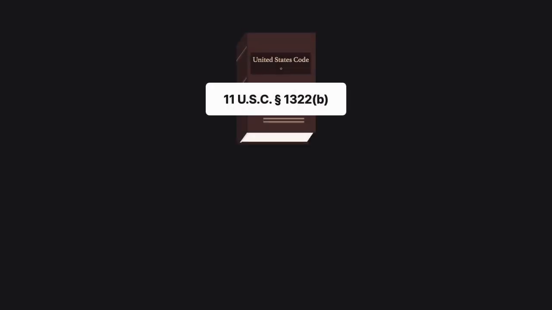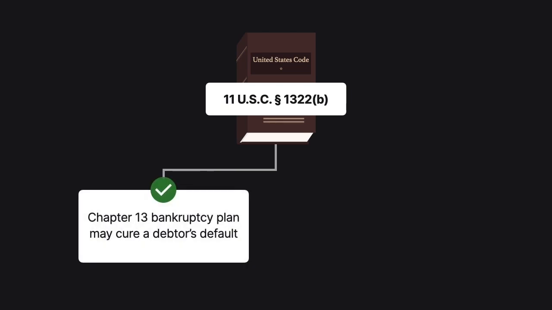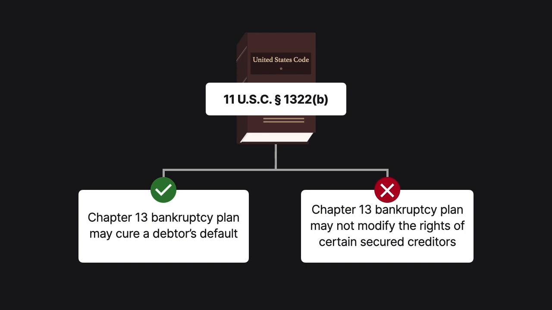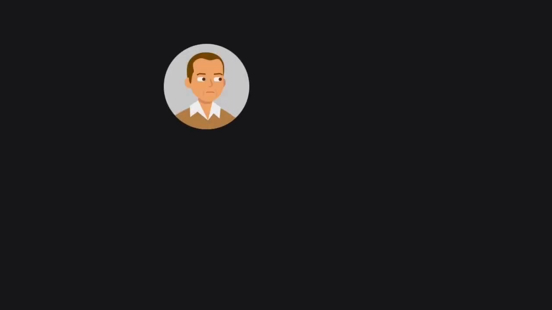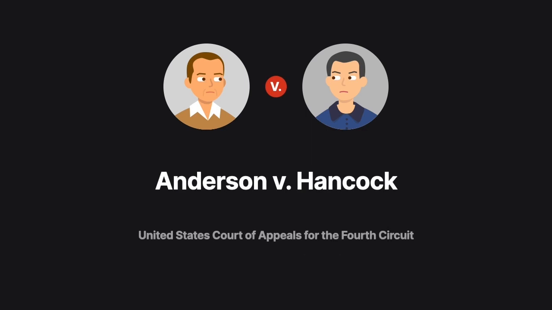Under Section 1322(b) of the United States Bankruptcy Code, a Chapter 13 bankruptcy plan may cure a debtor's default, but it may not modify the rights of certain secured creditors. In Anderson v. Hancock, the court considered whether a bankruptcy plan's attempt to cure a debtor's default on a residential mortgage loan by changing the agreed-upon default interest rate constituted a permissible cure or an impermissible modification.